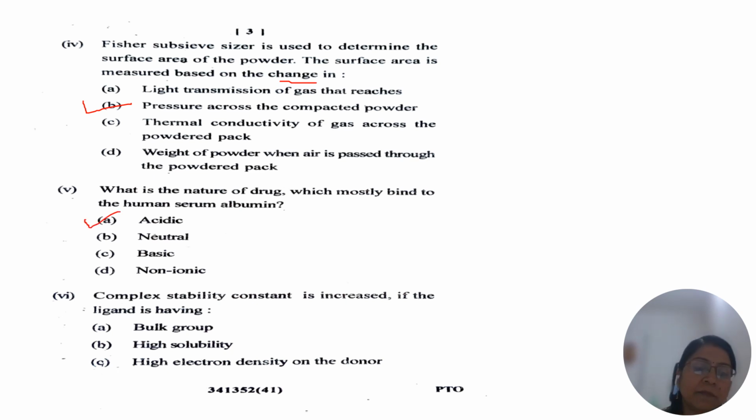The next question, coming to the next question, complex stability constant is increased if the ligand is having.